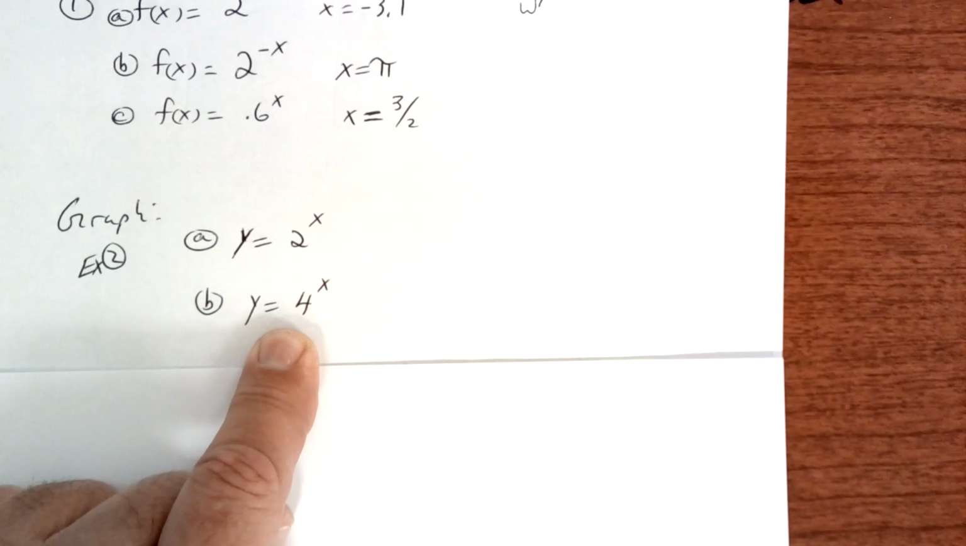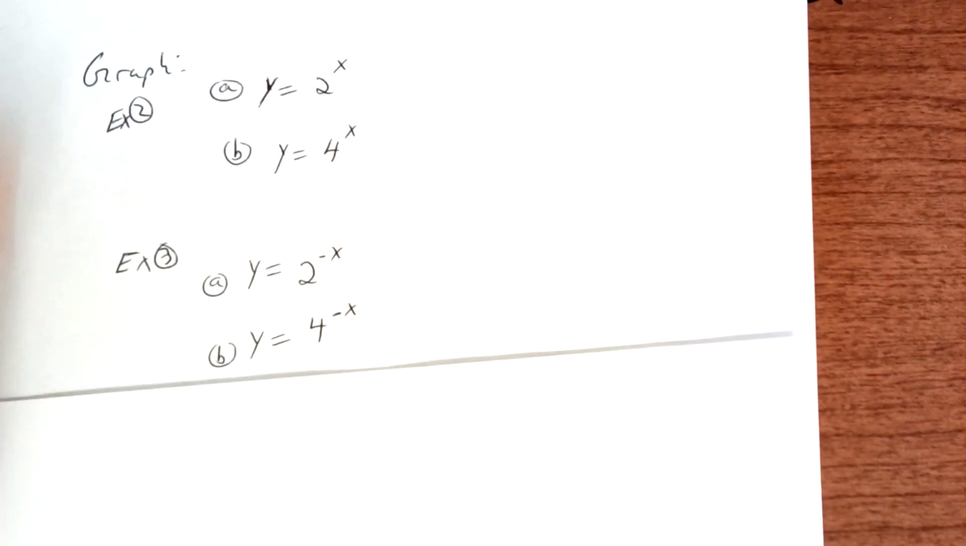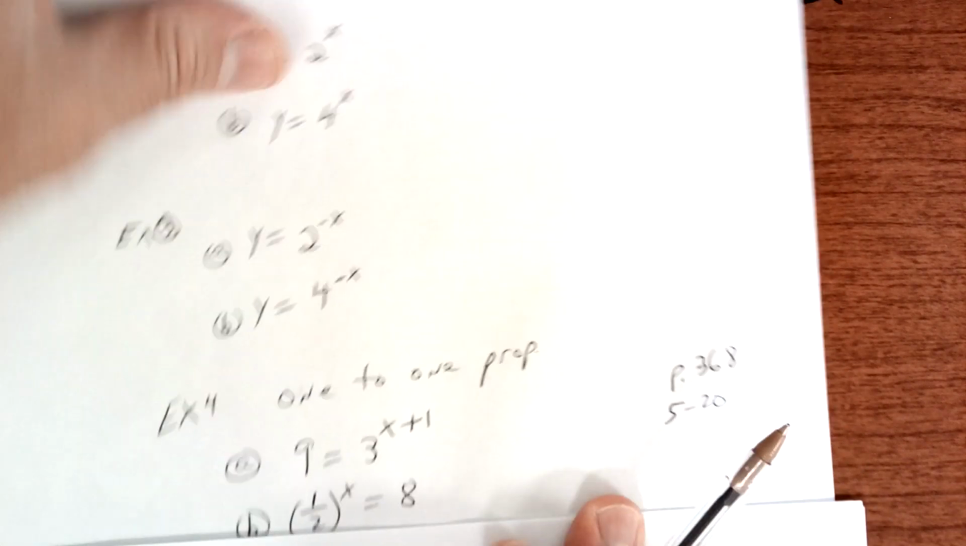I'm wondering if my battery's going low. I might have to charge it up. All right, you're going to graph these as well. If you get stuck, ask. And then this is called the one-to-one property. So copy this down.